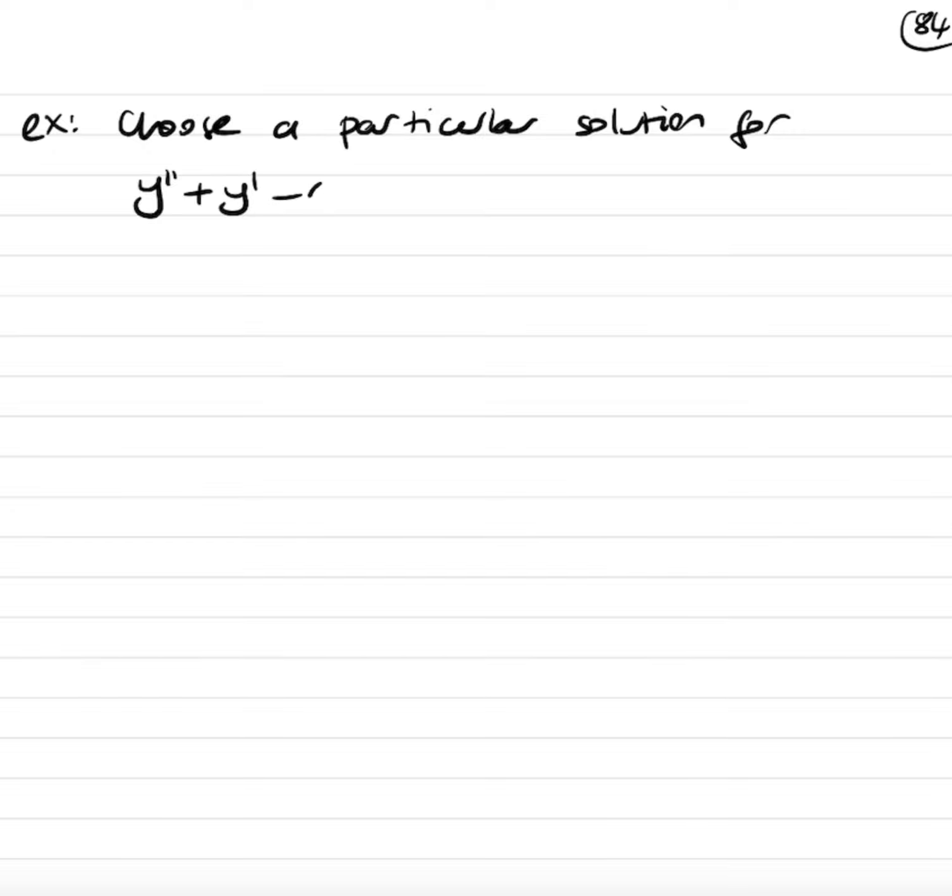Okay, last example. Choose a particular solution for the equation y double prime plus y prime minus 6y is equal to 10e to the power 2x minus 18e to the power 3x minus 6x minus 11.